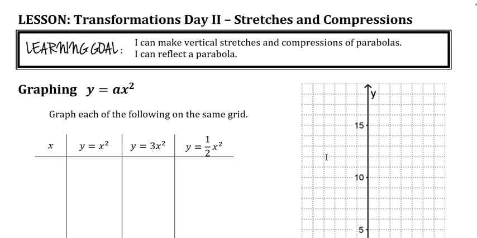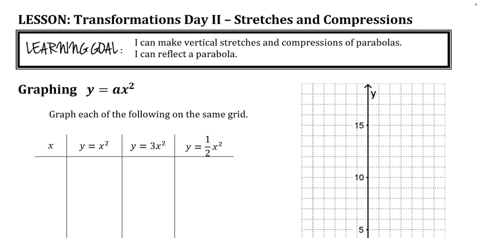So we looked at h and k yesterday, and today we're looking at this a value. So take a look, we're graphing y equals a times x squared. Yesterday we saw x squared plus k, or x minus h squared, two different types of transformations, vertical shifts and horizontal shifts. Right? That's what we were doing yesterday.